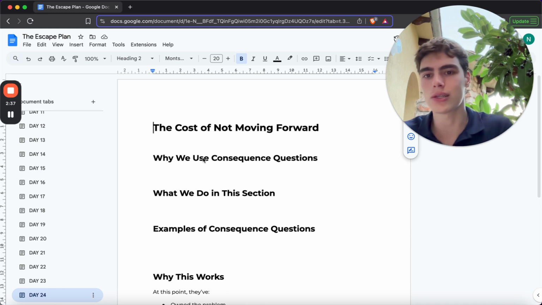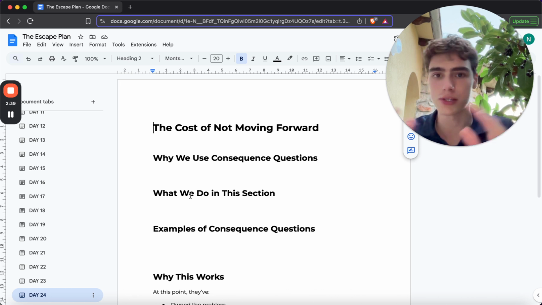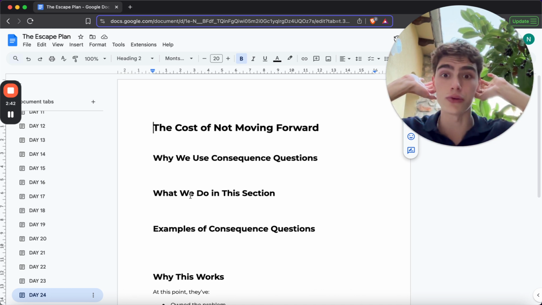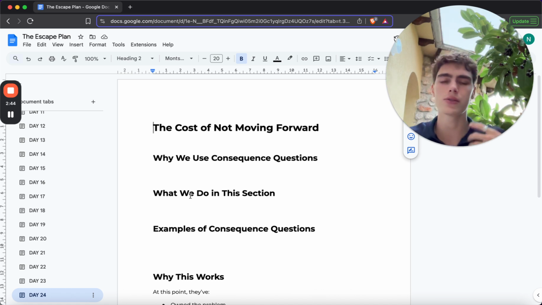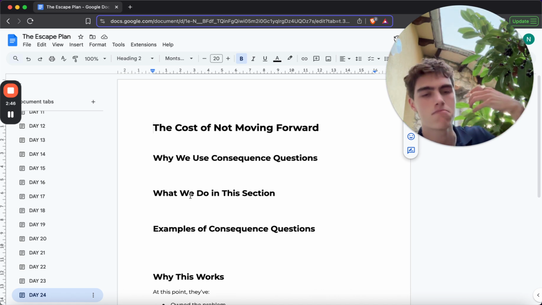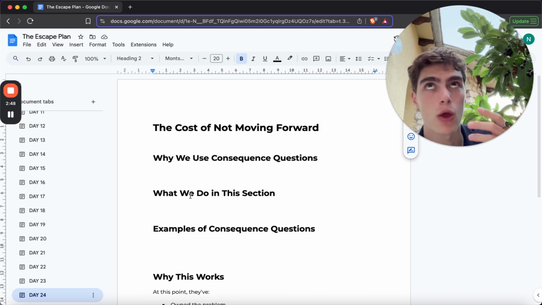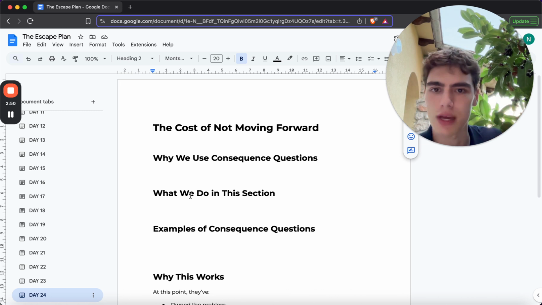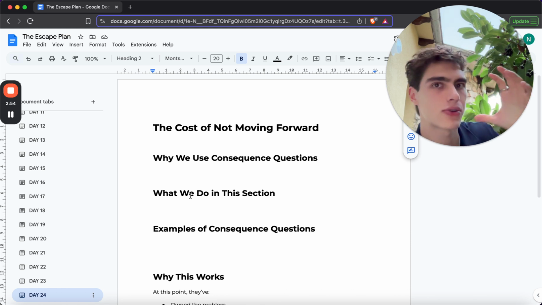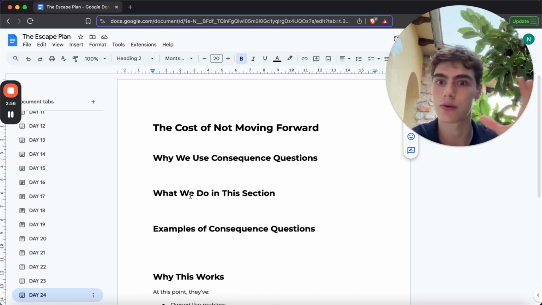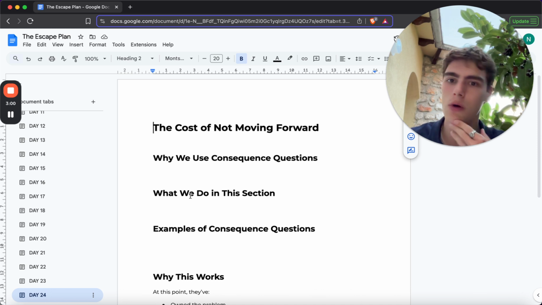So what are we actually doing in this section? Actually, sorry, what does this section do? Let's talk about that first. This section gets them to emotionally register the downside of inaction. It gets them to emotionally understand what happens when they don't take action, and why they obviously don't want that.